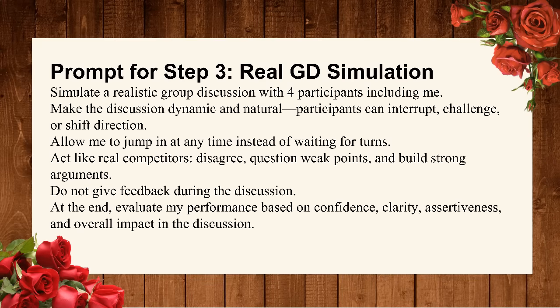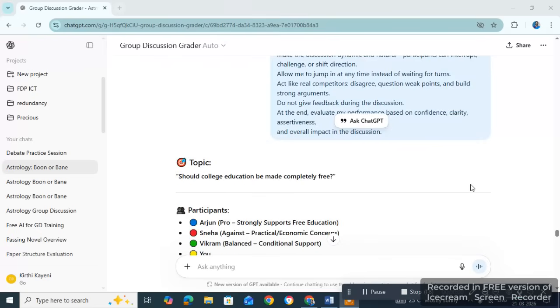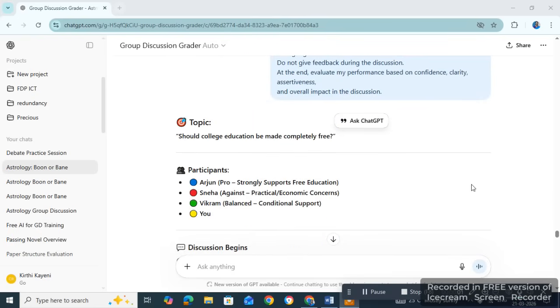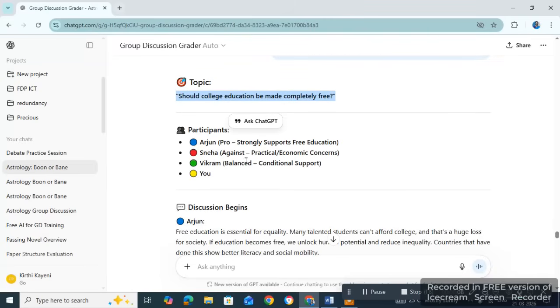Step 3 process is like a real GD, where you have 4 participants and you can step in any time you want, give your point of view. So here again I've given a prompt and I've started my GD. Should college education be made completely free? This is the topic, very interesting topic. So there are 4 participants, Arjun, Sneha, Vikram and me. Arjun is strongly supporting free education, Sneha is against free education, and Vikram has a balanced point of view. And what stance I'm going to take, ChatGPT has given it open choice.